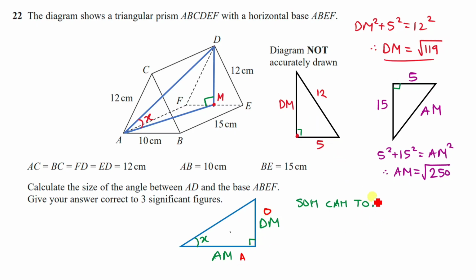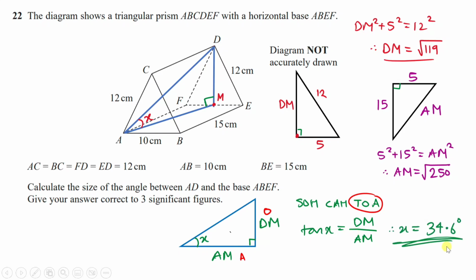So let's just pull out TOA. TOA means tan of the angle, so tan X, and it's going to equal opposite over adjacent, so DM over AM. And now we just plug in the values. We plug in root 119 at the top, root 250 at the bottom, square root it, tan inverse it, and you get an angle of 34.6. And that's it, guys. It's as simple as that.